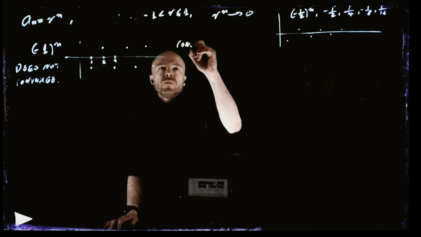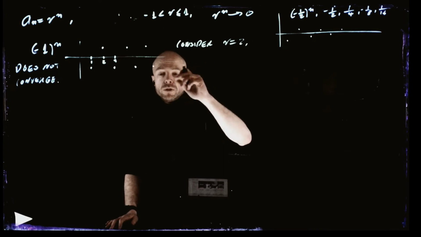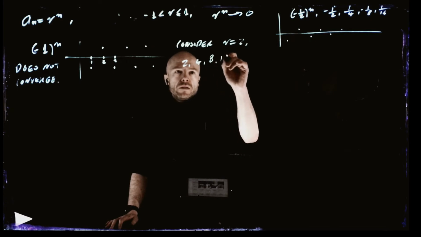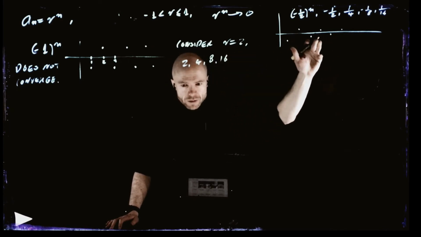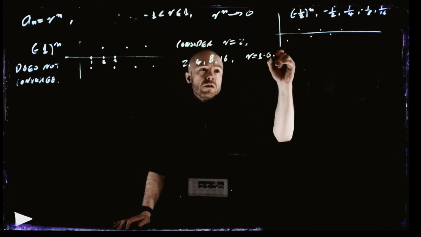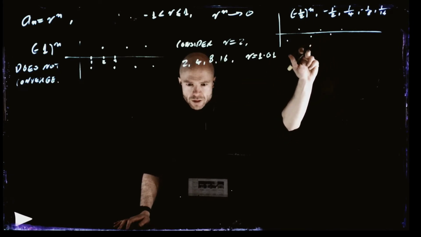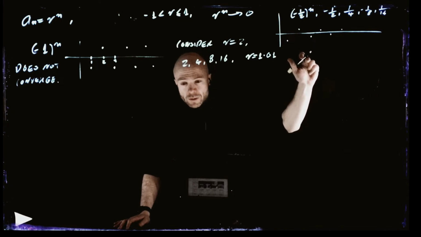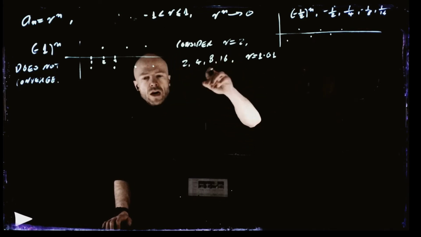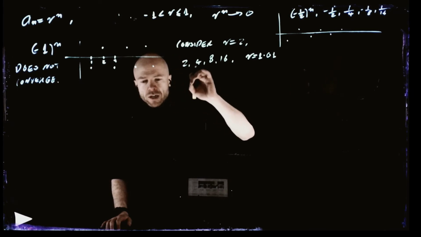So consider r is equal to 2. Then we have 2^n: 2, 4, 8, 16, and so on, it's blowing up, right? Or even r is equal to 1.01. It keeps getting bigger, it blows up, and rather fast. It's actually the exponential function. Okay, so definitely not true when r is strictly bigger than 1.